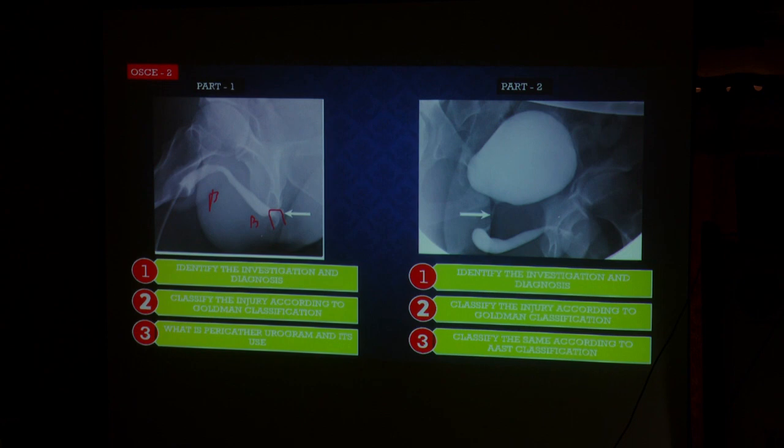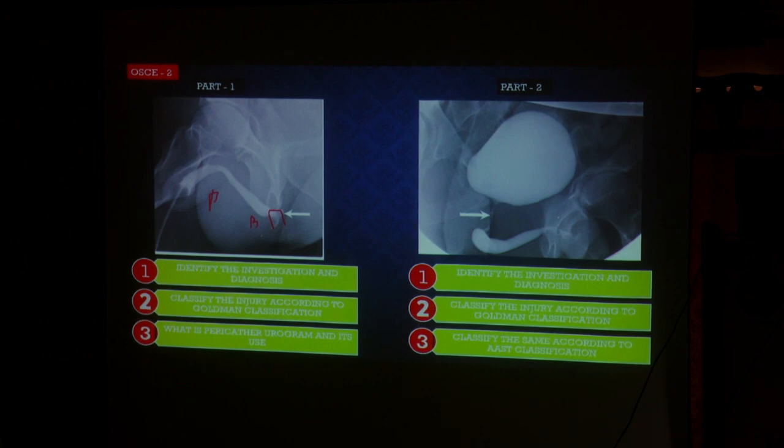There are 2 classifications for urethral injury. One is Goldman and the other one is AAST, just like all other solid organ injuries. According to Goldman classification, anterior urethral injury comes as grade 5, that is class 5. And the last part of the question is regarding what is a pericatheter urogram and what is the use of pericatheter urogram. I will discuss that later. So coming to the second part of this question, what is the investigation?